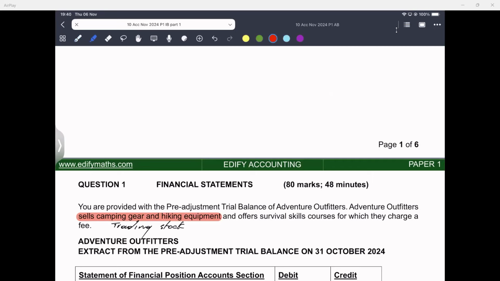On top of that, they also offer survival skills courses for which they charge a fee. So, can I safely say that they also provide a service? Do you agree with me? So, they provide a service. You with me here? So, they provide a service for which they charge a fee. What do we call that fee that we charge when we have provided service? It has normally three names. What do we call it?